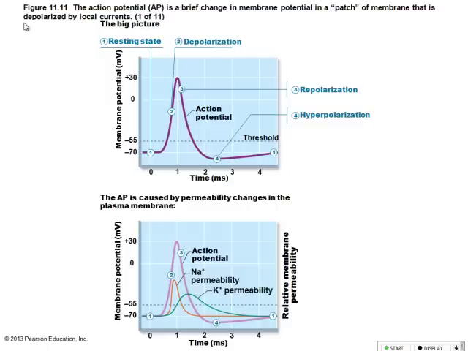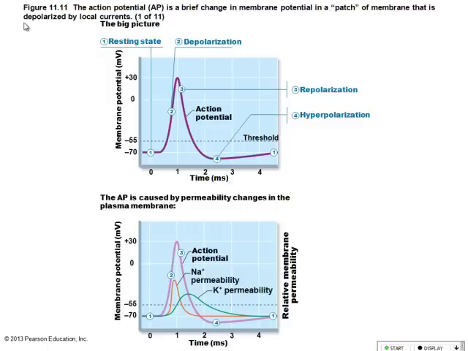Where's sodium going to go? It's going to go with its concentration gradient. It's going to rush from a high concentration to a low concentration. So the permeability of sodium increases a great deal. Those potassium leaky guys, they change a little bit, but not enough to change the charge as much as we see the influx of sodium doing.